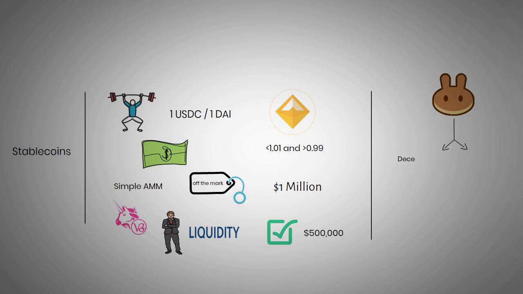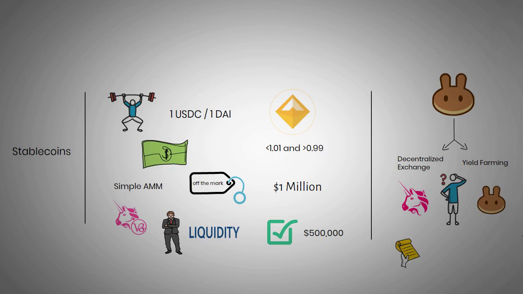PancakeSwap is a massive decentralized exchange and yield farming platform on Binance Smart Chain. You might be thinking, if Uniswap already exists, why use PancakeSwap? There are several reasons, but the best have to do with trading fees, yield farming, and transaction speed.